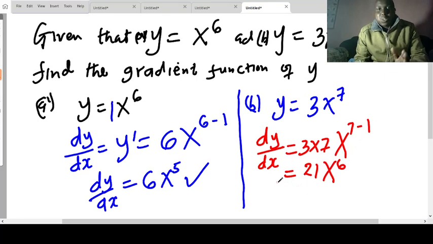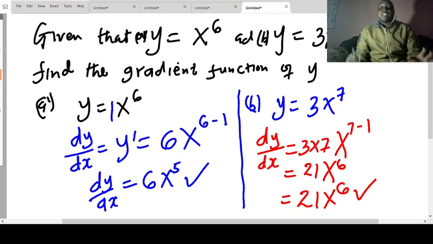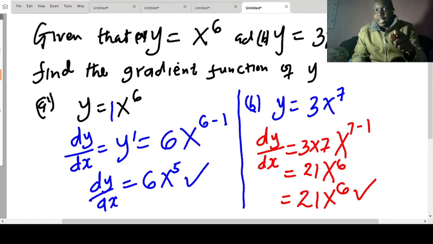So it means dy over dx, or the gradient function of 3x raised to power 7, is 21x raised to power 6. 21x raised to power 6. And we have done that one. Now what we have here is the gradient function of those functions we have there. This is the gradient function.